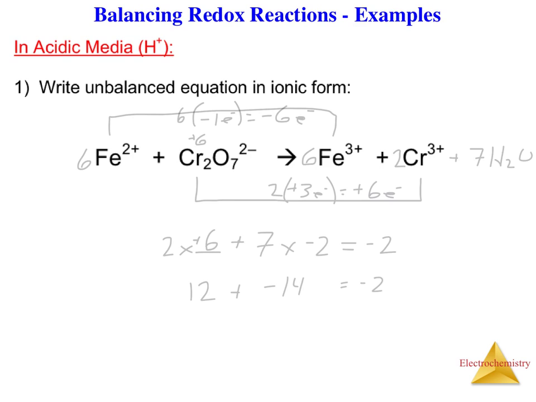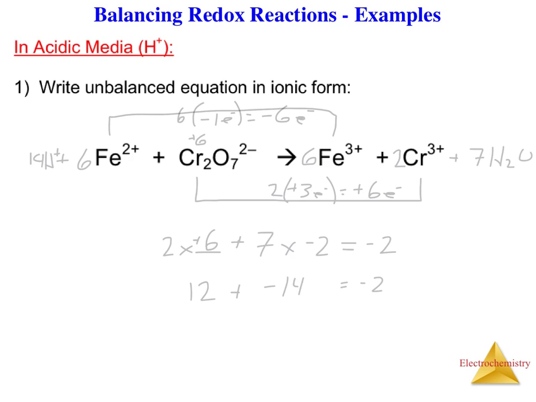Oh, no. Now I got my oxygens, but now my protons are off because I've got 7 oxygens, but I've got 14 hydrogens on the right side, and none on the other side. So how will I get those back? I will simply add 14 H pluses, and that will balance our equation.